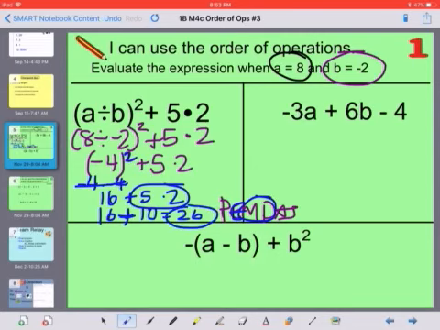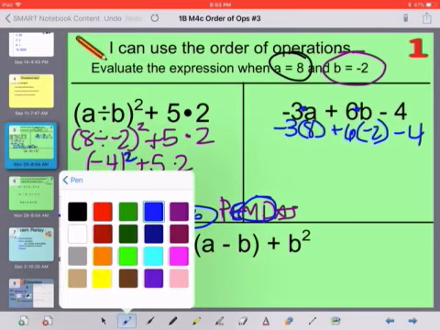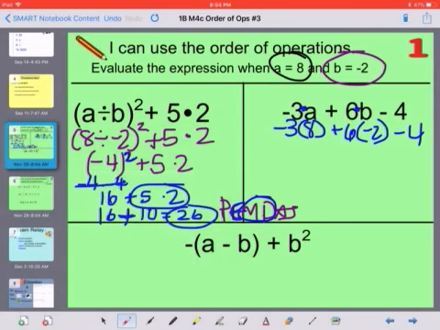All right, this next one looks a little bit tricky. Remember, anytime we have a letter and a number, or two numbers touching, multiplication is what we really are doing. So we really have -3 multiplied by A, which is 8, plus 6 multiplied by B, which is -2, and then -4. When we simplify this with the order of operations, we don't have any parentheses.